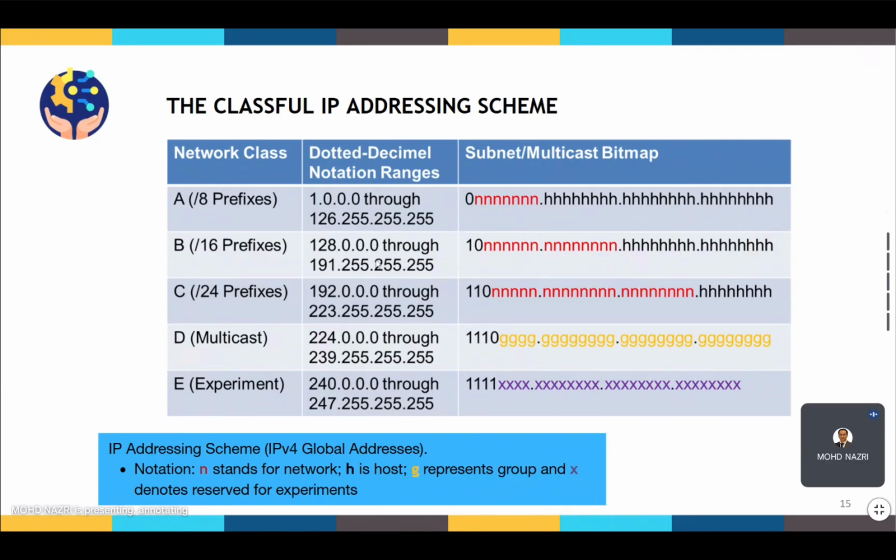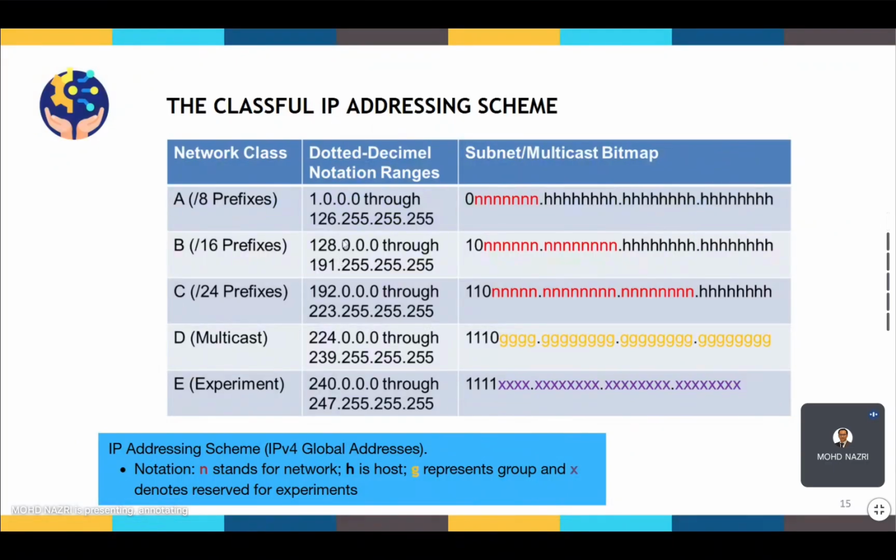As you know, the leading bits 0, 1, 0, 1, 1, 0, 1, 1, 1, 0 and 1 1 1 are fixed, you cannot change them. The only variable that can change is either n or h. N stands for network, h for host. If you look here, there's no 127. It jumps from 126 to 128.